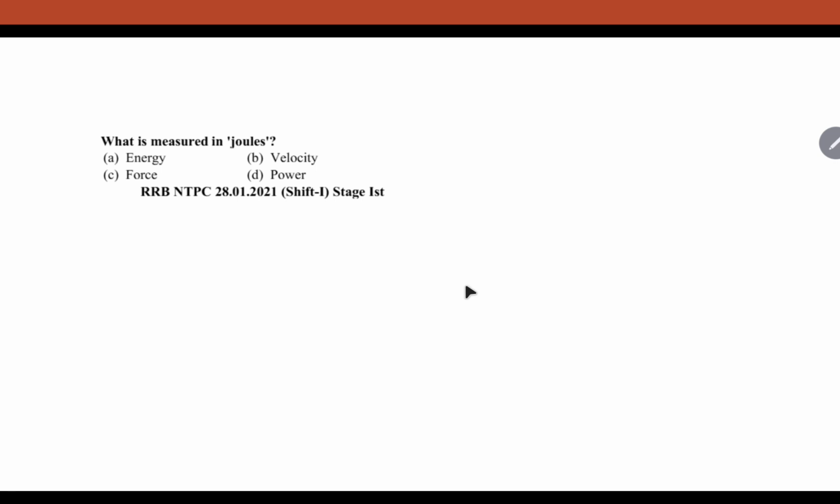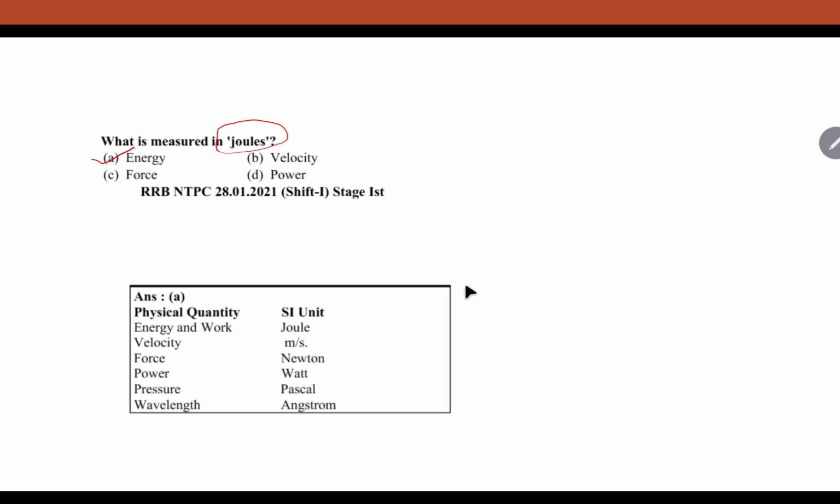What is measured in joules? We already discussed this. What was the unit for joules? Option A, energy. Energy is measured in joules. In a similar manner, energy and work both can be measured in joules, and velocity units are meter per second, and force is in newtons, and power is in watts, and pressure in pascal, and wavelength in Angstrom.